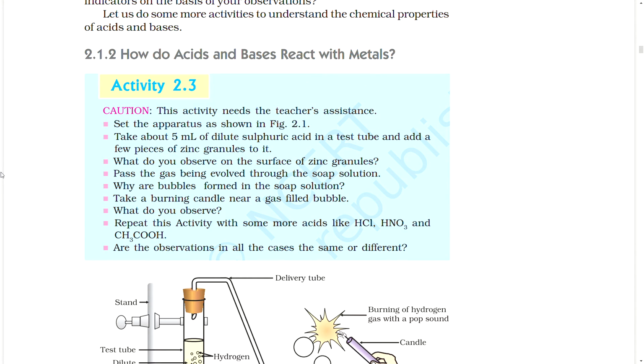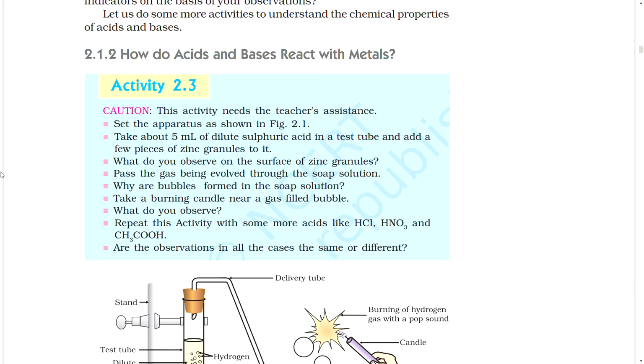How do acids and bases react with metals? Activity. Caution: this activity needs the teacher's assistance. Set the apparatus as shown in the figure. Take about 5 ml of dilute sulfuric acid in a test tube and add a few pieces of zinc granules to it. What do you observe on the surface of the zinc granules? Pass the gas being evolved through the soap solution. Why did a bubble form in the soap solution? Take a burning candle near a gas-filled bubble.